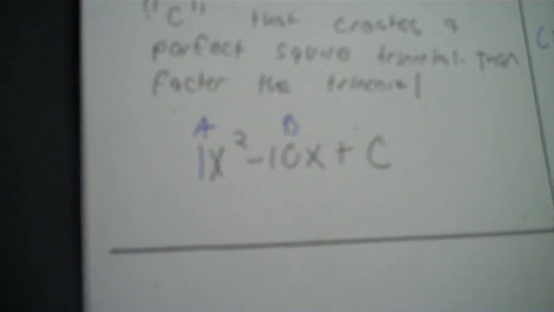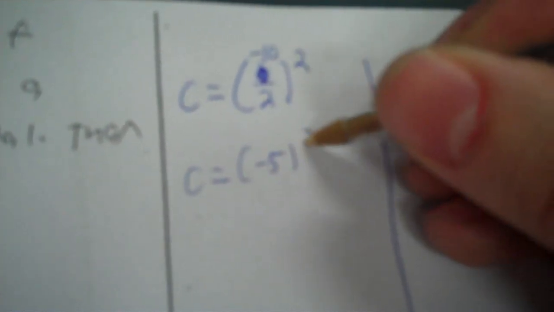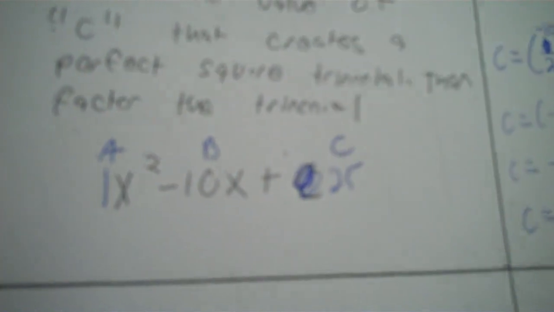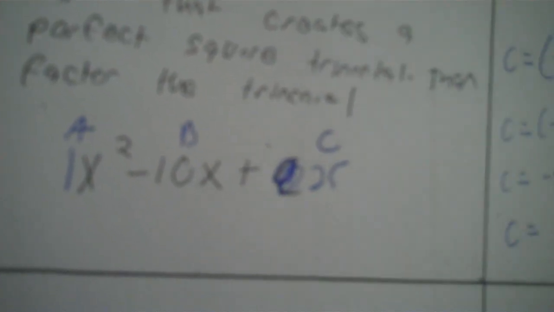So, A is 1, B is negative 10, okay? So first I divide negative 10 by 2, and that's negative 5 to the second power. Well, negative 5 to the second power is negative 5 times negative 5. Well, that is 25, okay? That's simple. Okay, so C is 25 now. That's your new C. Put that in there, okay?